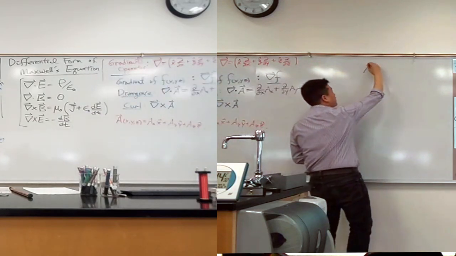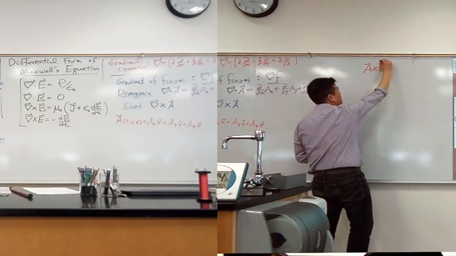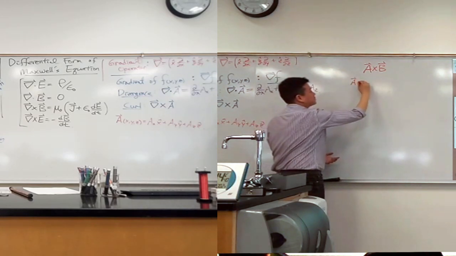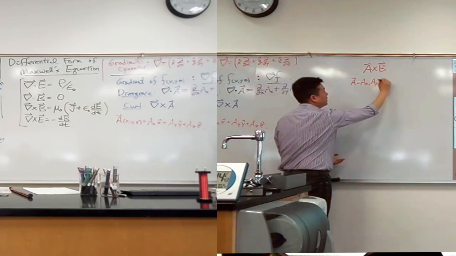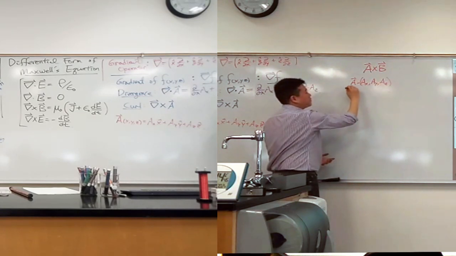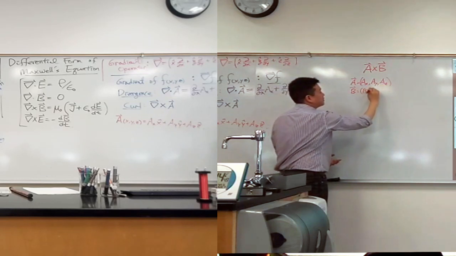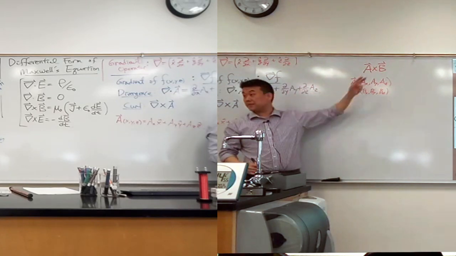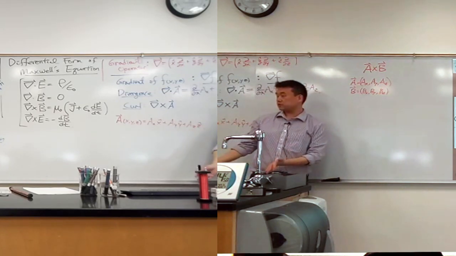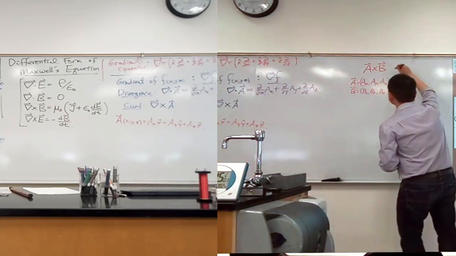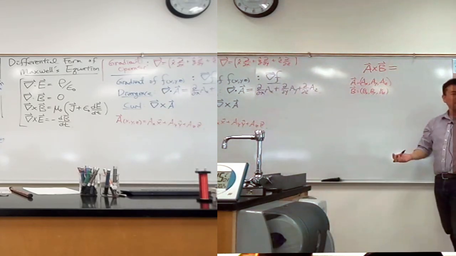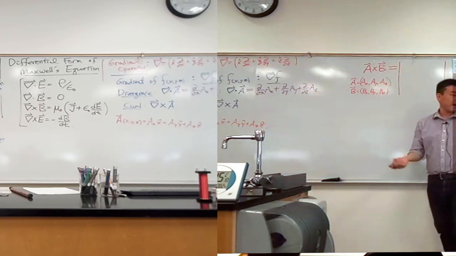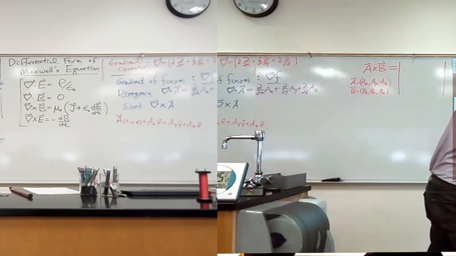You say A cross B. A has components Ax, Ay, Az, and B has components Bx, By, Bz. And this A cross B can be represented this way. The quickest way to write down the component representation is to say this is equal to a kind of fake determinant, the determinant of this made-up 3 by 3 matrix that looks kind of odd.